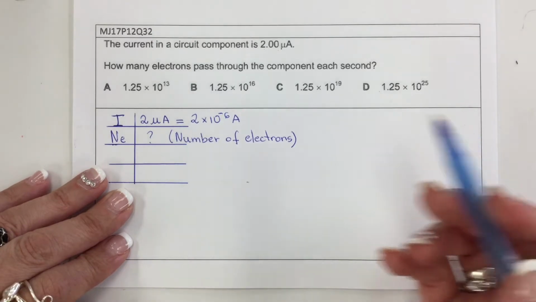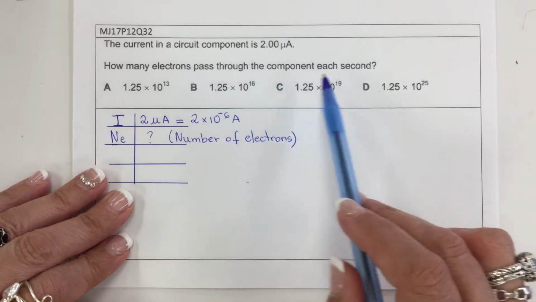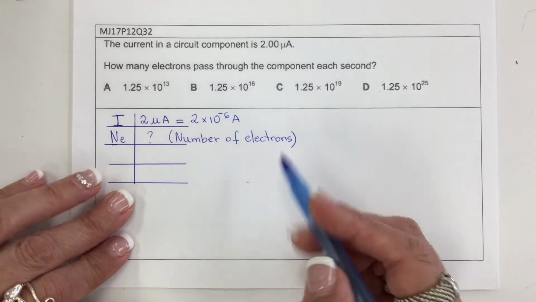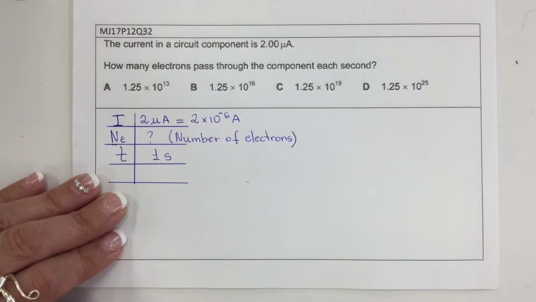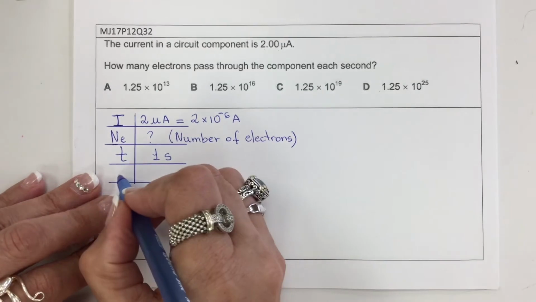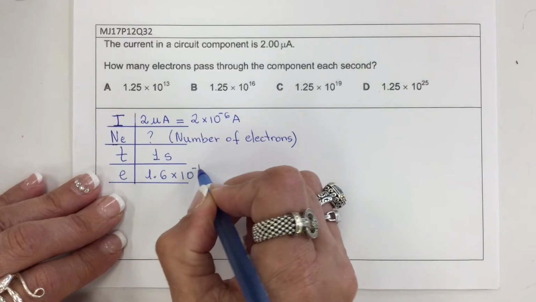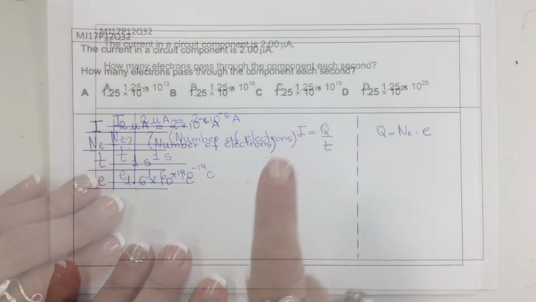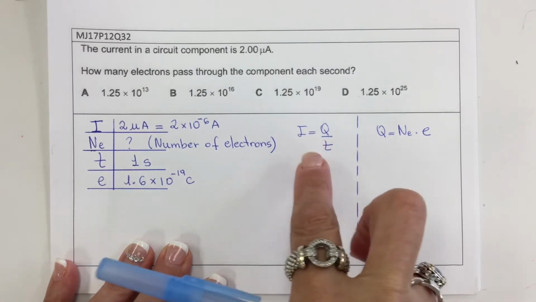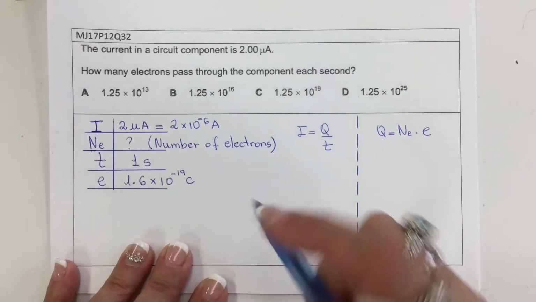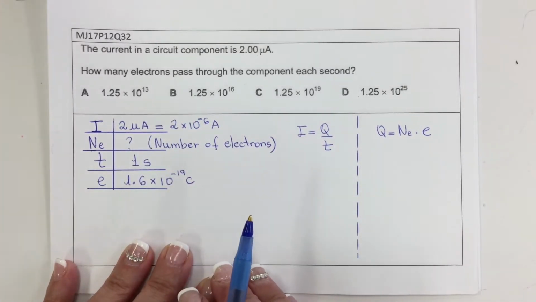And what else does it say? It says how many electrons pass the component each second. Okay, so now our time here is 1 second. And the electron charge is 1.6 times 10 to the negative 19 coulombs. To solve this question, I'm using both equations for charge, current, and time, because that's my data table here. It kind of led me to these two equations.